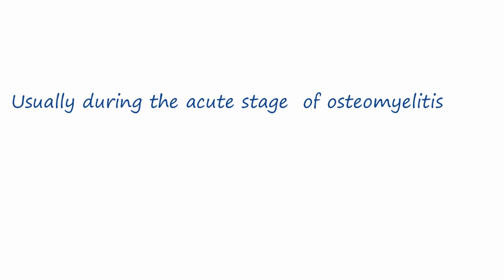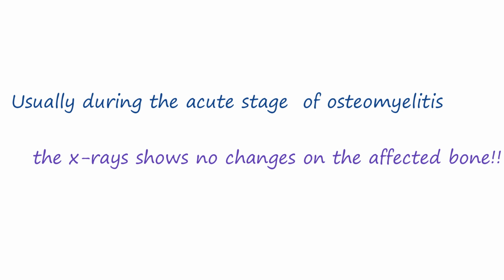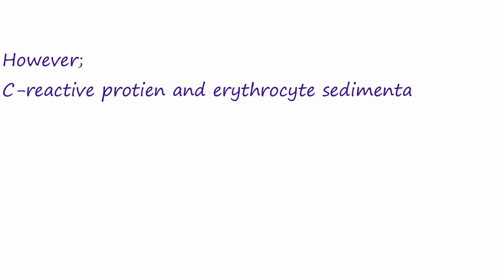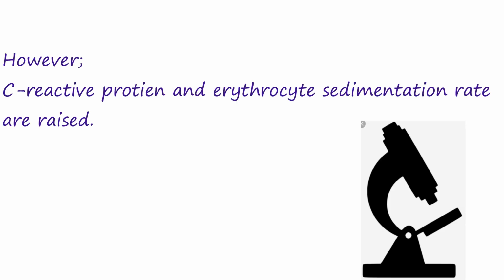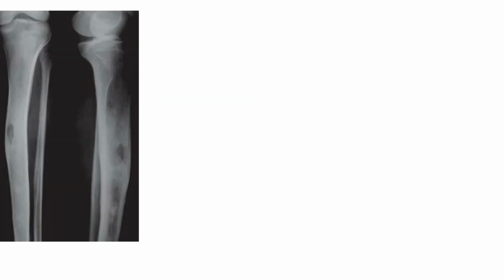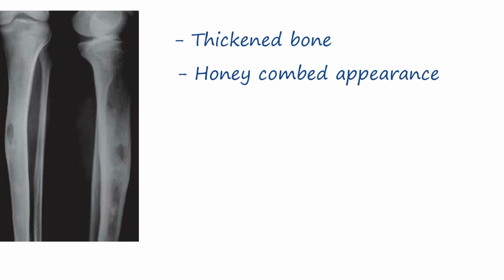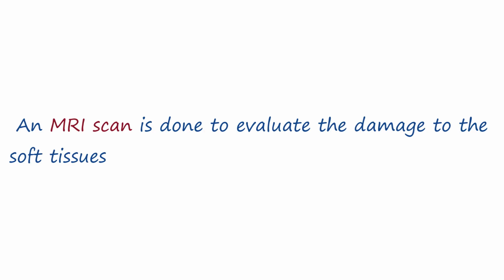Usually during the acute stage of osteomyelitis, the X-ray shows no changes on the affected bone. However, the C-reactive protein and the erythrocyte sedimentation rate are raised. The X-ray will reveal a thickened bone with a honeycombed appearance and a sequestrum during the chronic stage of osteomyelitis. An MRI scan is also done to evaluate the damage to the soft tissues.